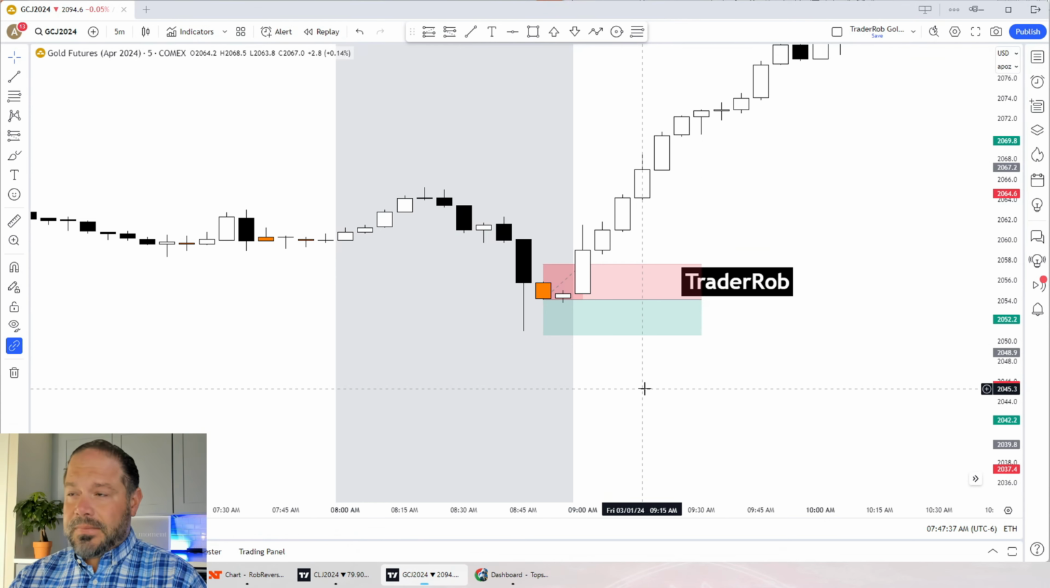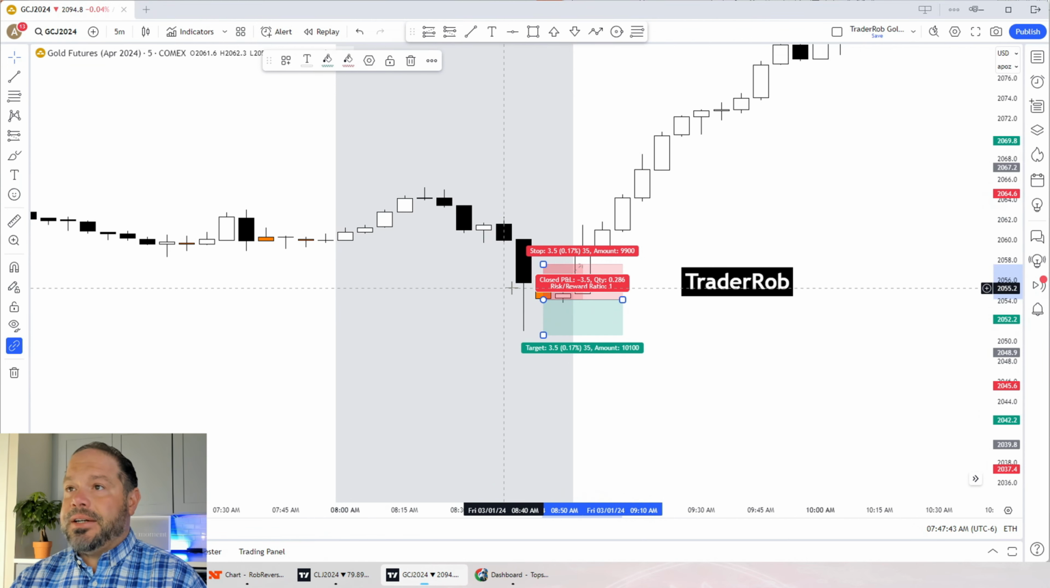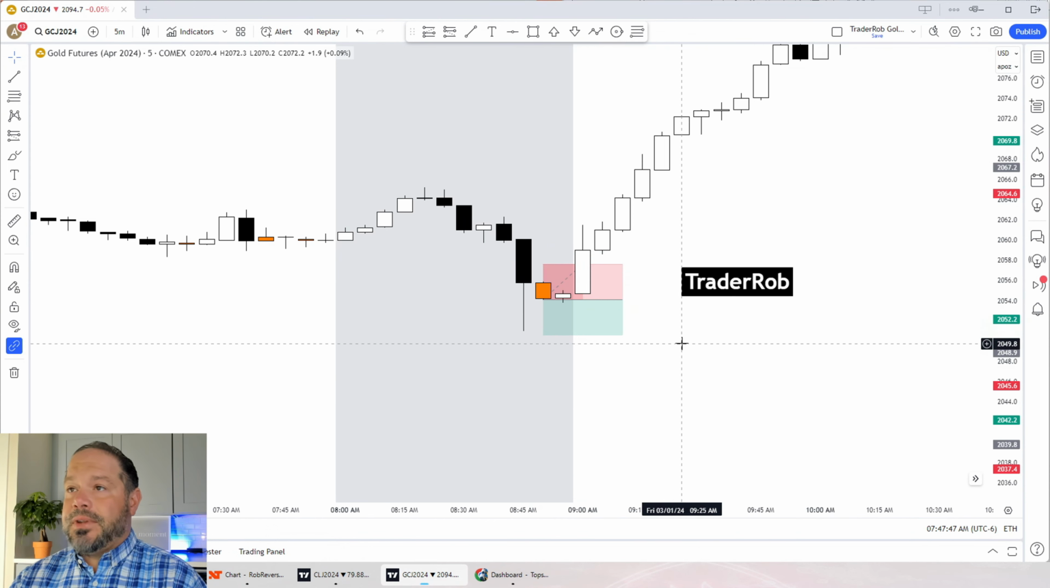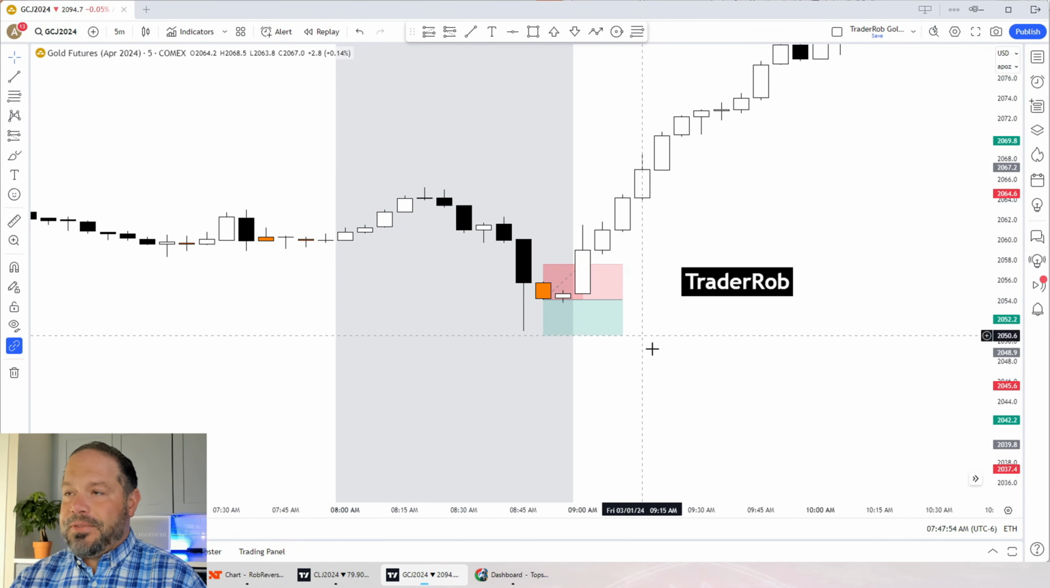Now, as I stated in my video from Friday, I really liked the trade setup. We're in a clear downtrend here, and I just thought it was a nice setup. But right at the 9 a.m. news candle, this thing just rips higher.